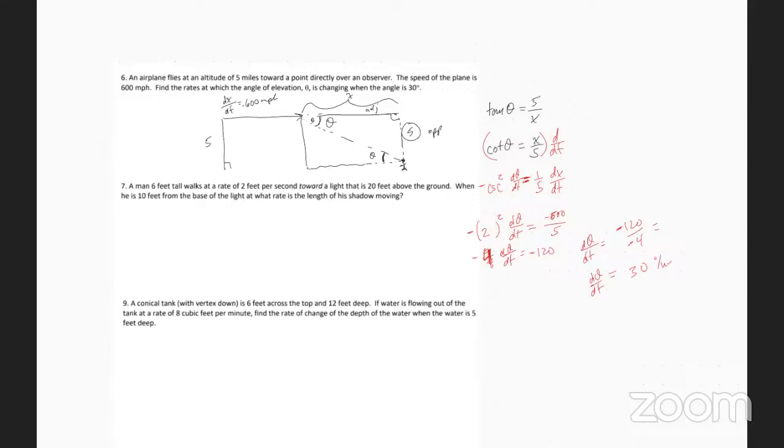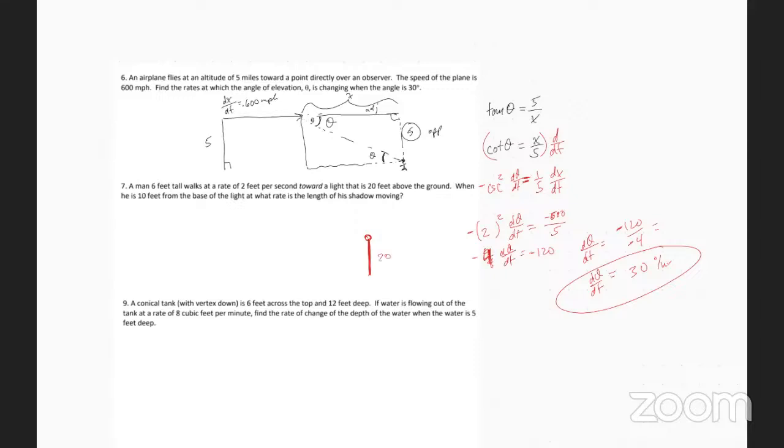Yeah. Okay, so number 7: a man 6 feet tall walks at a rate of 2 feet per second toward a light that is 20 feet above the ground. So here's the light, and that's 20 feet above the ground. So draw my picture, and he is walking. It's a 6 foot tall man, so that's 6 right there. There's his head right there.